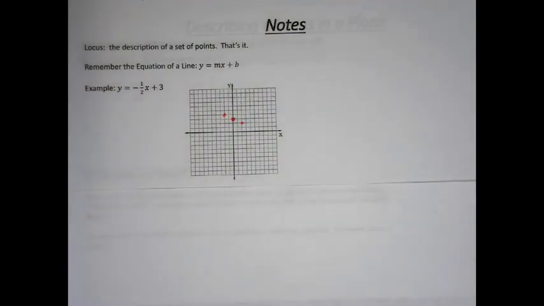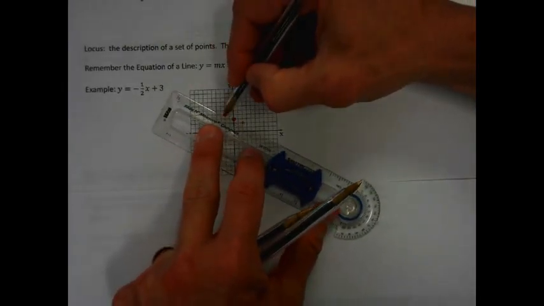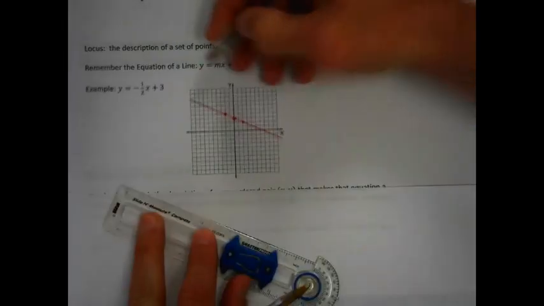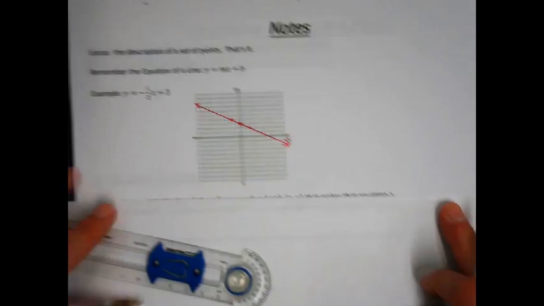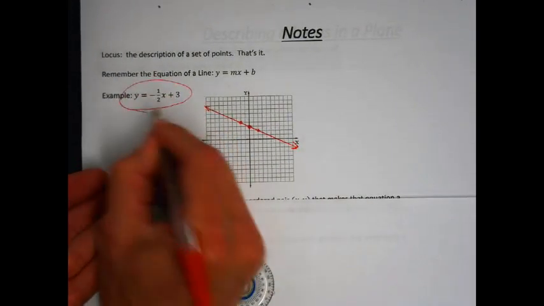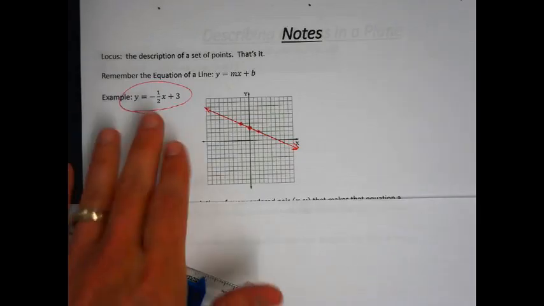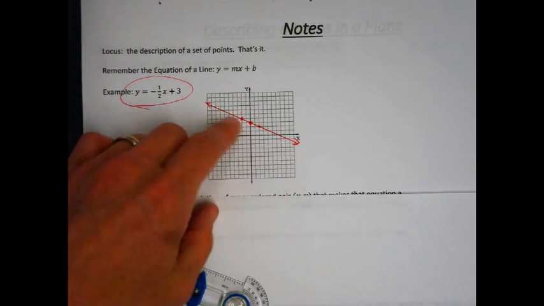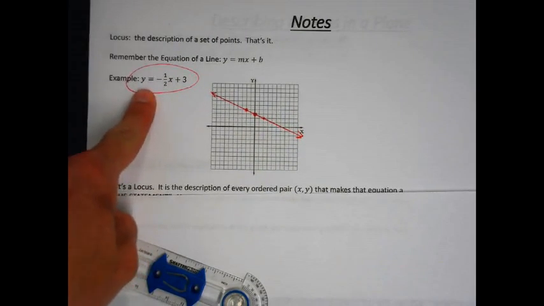And then when we were graphing that line, we would connect the points and all that stuff. And what we didn't know, because we didn't use this word, is that y equals mx plus b is a locus. This equation is a locus. It is the description of a set of points, and that's it. This equation, or the graph, is the description of the set of points that meets that criteria.